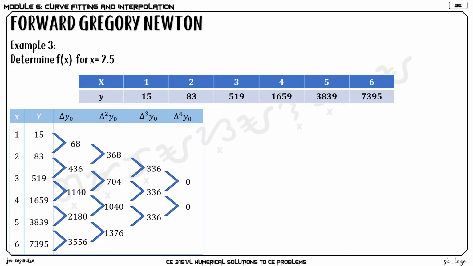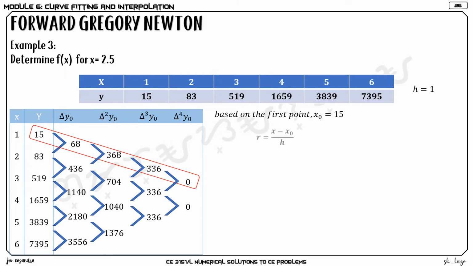So once we have solved for our forward differences, we now solve for our h value, which is equal to 1. And from here, we can now solve for our r based on the first point, which is x sub o equal to 1 with y equal to 15. So from here, we now solve r is equal to x is 2.5 minus x sub o is 1. h is 1. So therefore, r now is equal to 1.5.